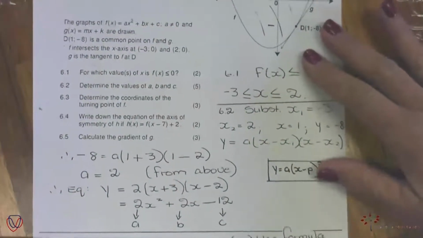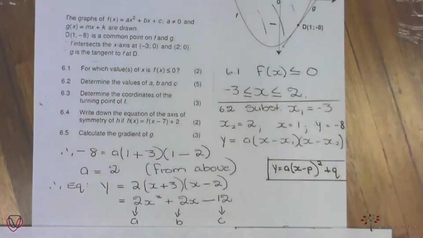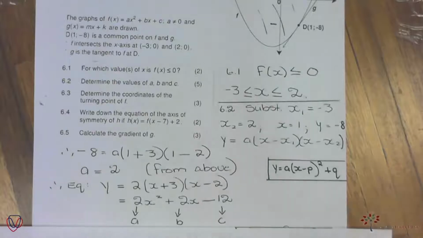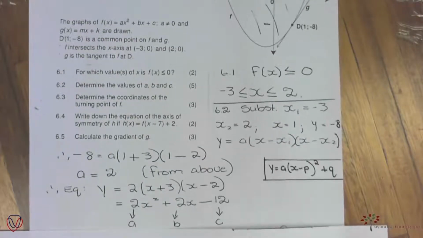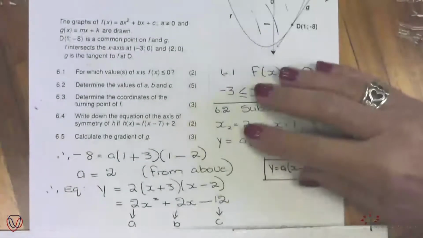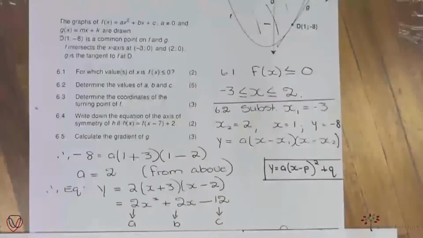They didn't ask for the equation, but people always write down the equation also, because many times they will ask you for the equation, and then you only find a, b, and c, and you forget about the equation. So when you get a question like this, you write the equation, and then you show which is a, b, and c. Right, the next question.